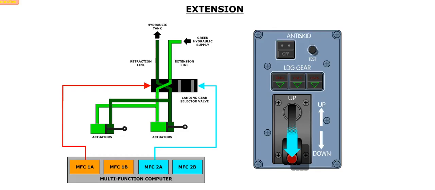The landing gear is extended by placing the landing gear control lever in the down position. The MFC will supply green hydraulic pressure to retract the uplock mechanism. After the uplock mechanism is retracted, the MFC will then supply green hydraulic pressure to the extend side of the actuators, and the retract side will be used to return hydraulic fluid to the reservoir.